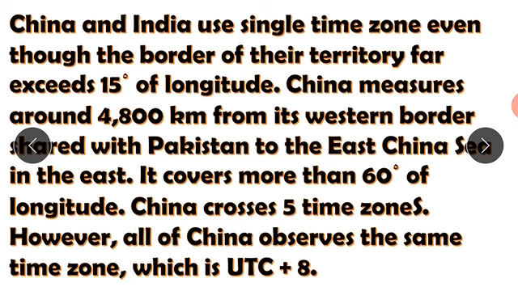China measures around 4,800 kilometers from its western border shared with Pakistan to the East China Sea in the east. So it covers more than 60 degrees of longitude. China crosses 5 time zones. However, all of China observes the same time zone, which is UTC plus 8.